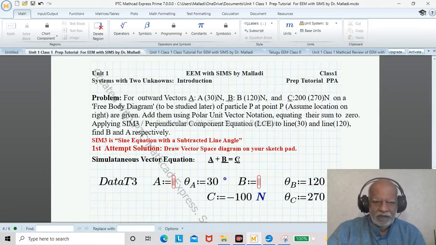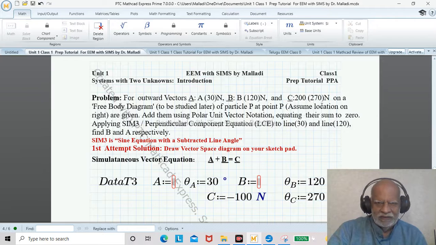Now the problem for outward vectors: A 30, B 120, C 270, D 70. Let us do the free body diagram, to be studied later, and it is given. Add them using the polar vector equation, then applying symmetry.